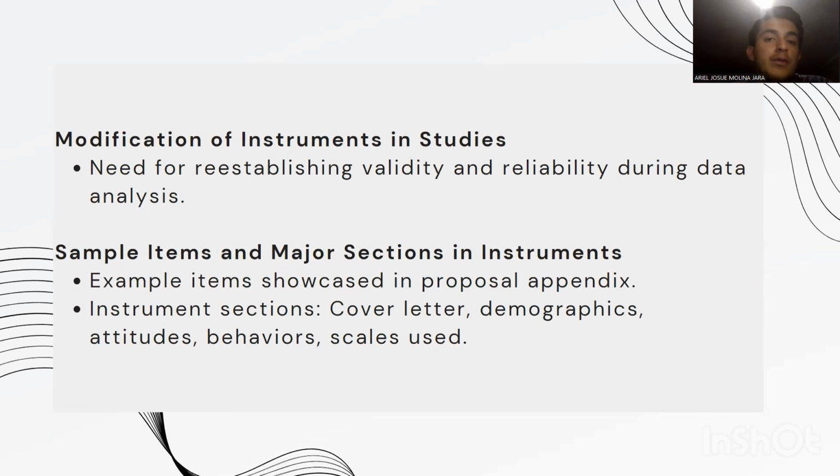When we apply a modification on an existing survey, it's very necessary to establish the validity and reliability to have an instrument able to be used in the new research. Also, to give a perspective to the reader, you have to show an example of what the instrument is going to be. Example items are showcased in the proposal appendix, and finally the instrument section: cover letters, demographics, attitudes, behaviors, and scale used.